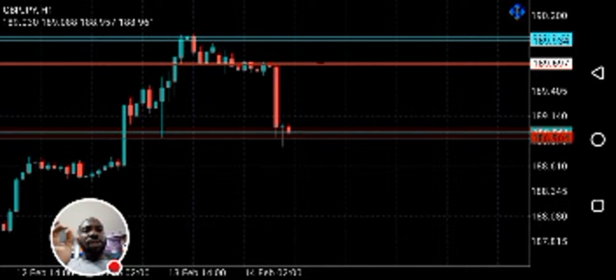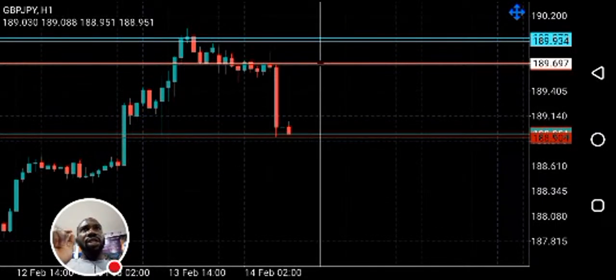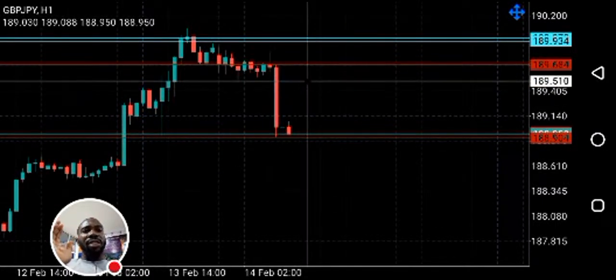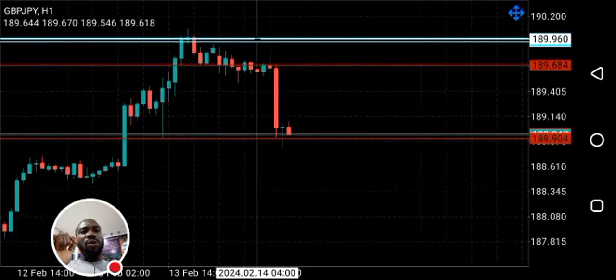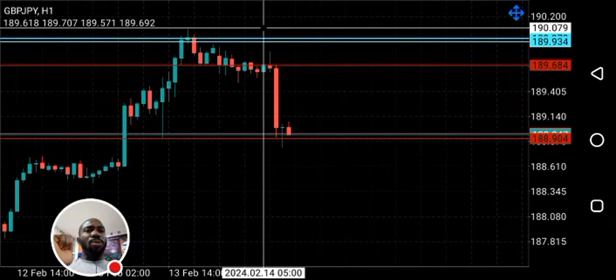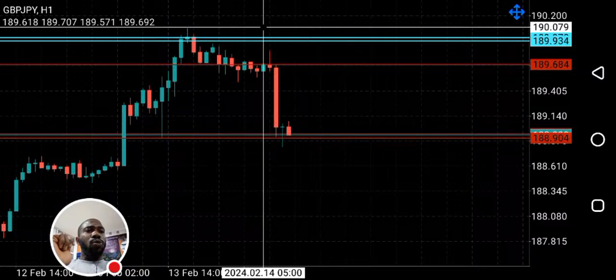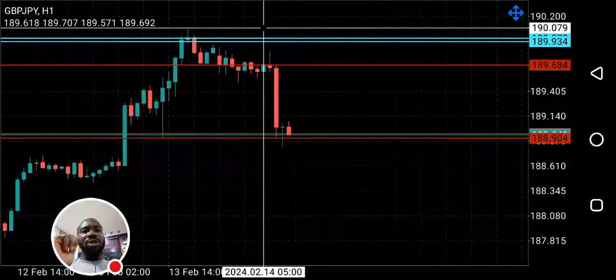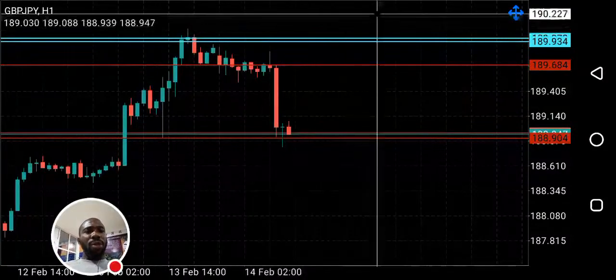So let's patiently wait. I do not advise that you jump in and start selling now. If you are selling at the current market price, this is where you will set your stop loss. Your stop loss will be at this level, which is about 100 and something pips. You don't take such risk. So patiently wait for price to pull back to this level.